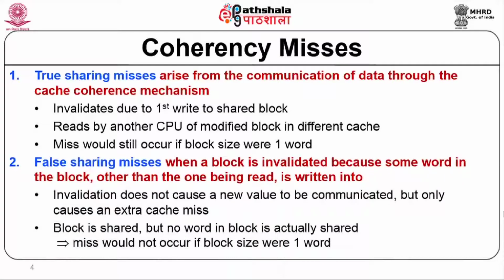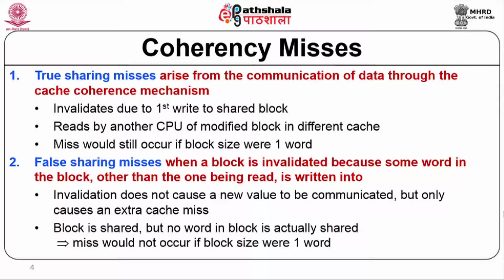On the other hand, false sharing misses are those when a block is invalidated because some word in the block other than the one being read is written into. Say for example, a block A has been cached by 2 processors. Processor 1 modifies this block, so it has been invalidated there. Processor 2 wants to read some other data within the same block. He is not using the modified data of the first processor, but because the entire block has been invalidated, he will have to read it afresh and then use the data. So, that becomes a false sharing miss.